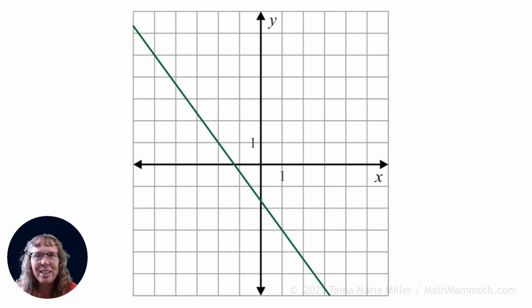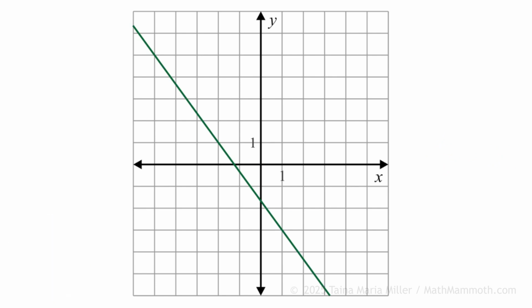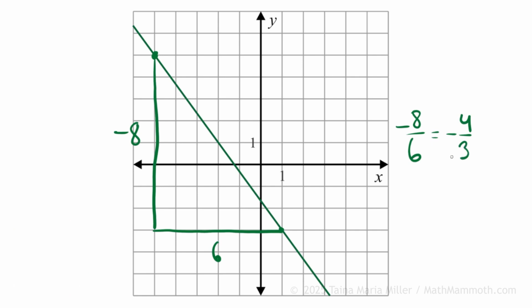How about this one? Try it yourself first. Here's a point. Here's a point. So we draw our rise and run. But notice that the rise is actually a drop. It's negative. This is dropping 8 units. So negative 8 and 6. So negative 4 over 3.